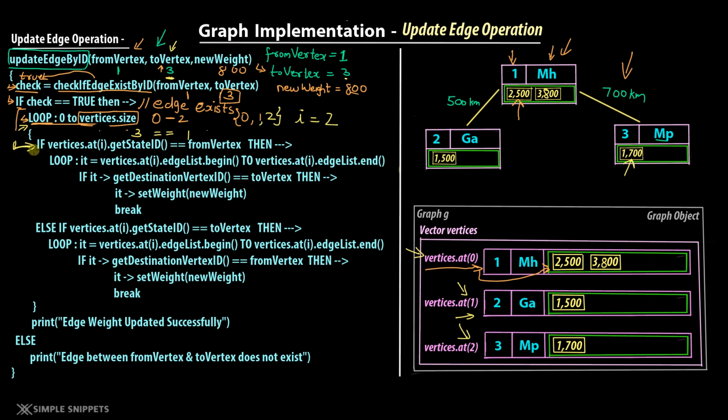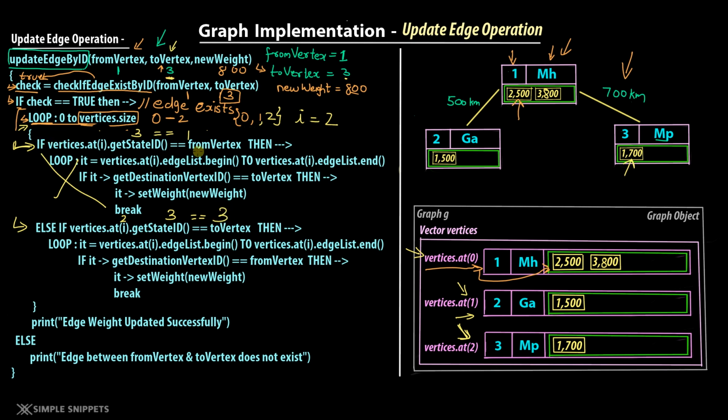So this first if block was executed for Maharashtra, which means currently it is not going to execute for Madhya Pradesh. You will go in the else if block. Over here we are checking if vertice dot at, again at 2, which is nothing but MP's vertex dot get state ID. What do you get as state ID? You get 3. Is it equal to 2 vertex? Now we are going to get a match because 2 vertex is 3.